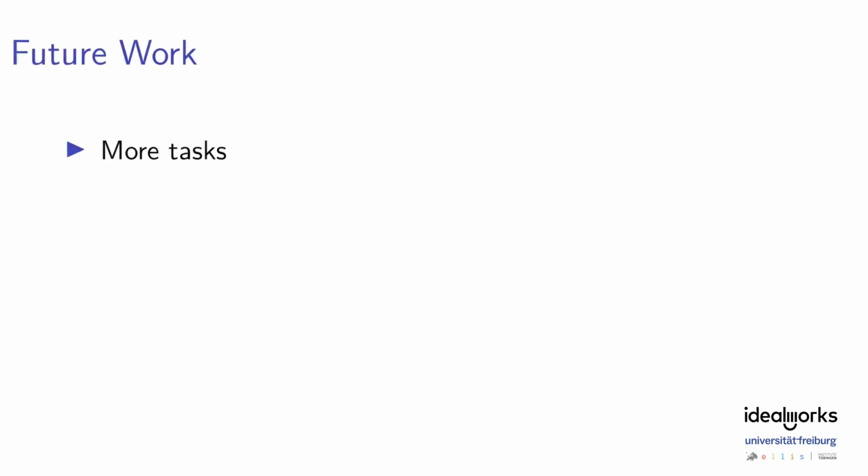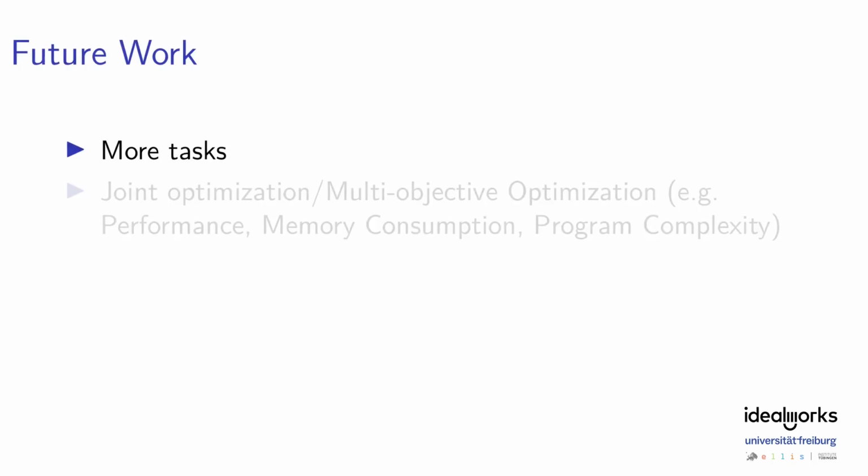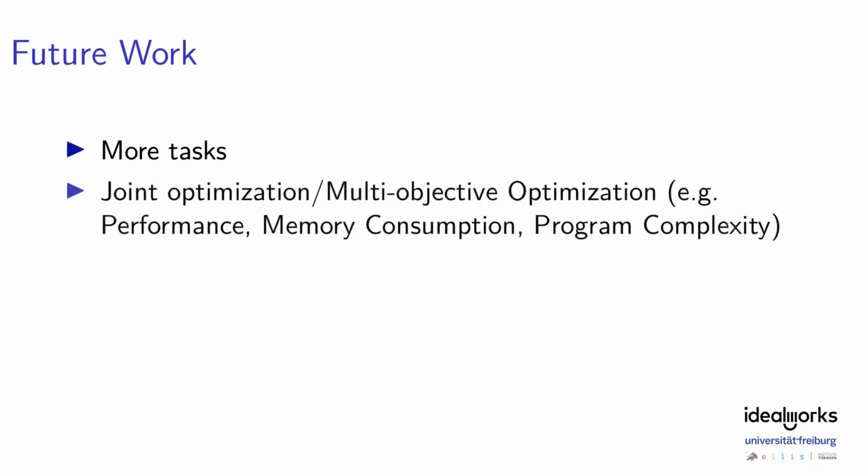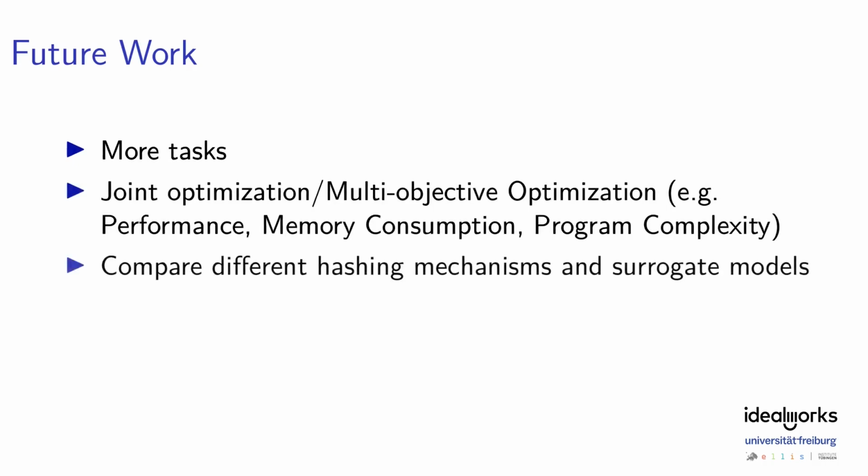For future work, possible action points include expanding to include more meta-training tasks, investigating joint and multi-objective optimization, comparing different hashing mechanisms and surrogate models, and hosting the benchmark on a server.